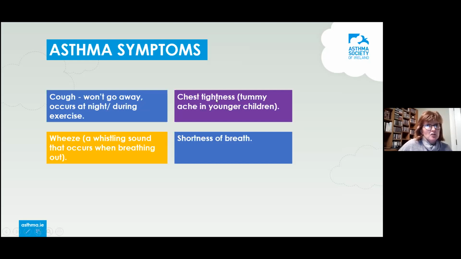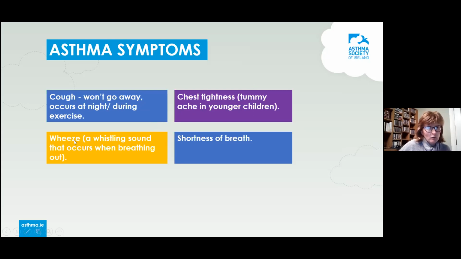Chest tightness then is another very common one. Sometimes it can be overlooked when it comes to asthma. Again, in smaller or younger children, they might complain of a tummy ache because they don't know the difference between their abdomen and their chest really, especially 2 and 3 year olds, so just pay heed of that. But chest tightness is quite a common symptom, and I'll explain later when we look at the airways why that actually happens.